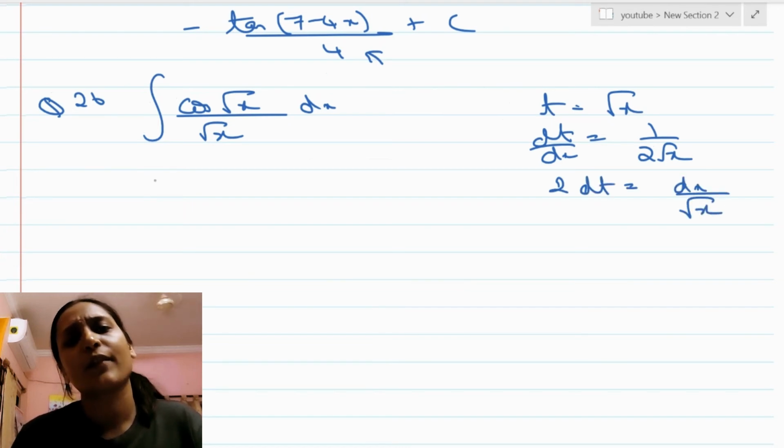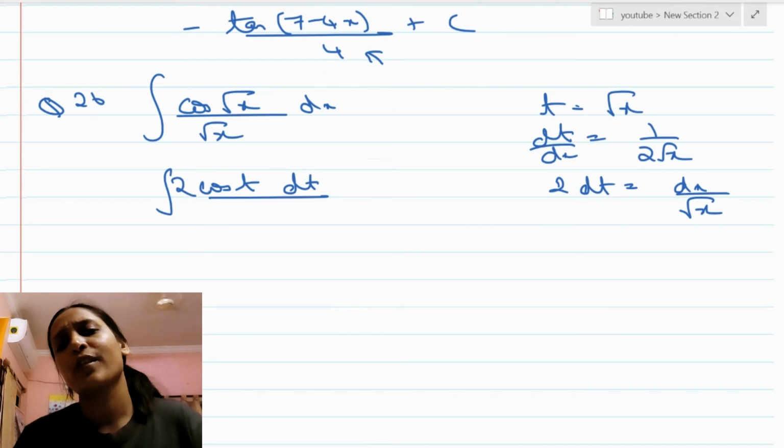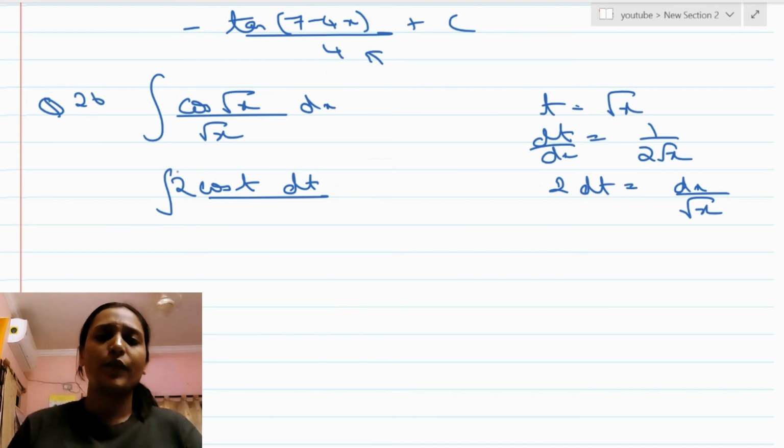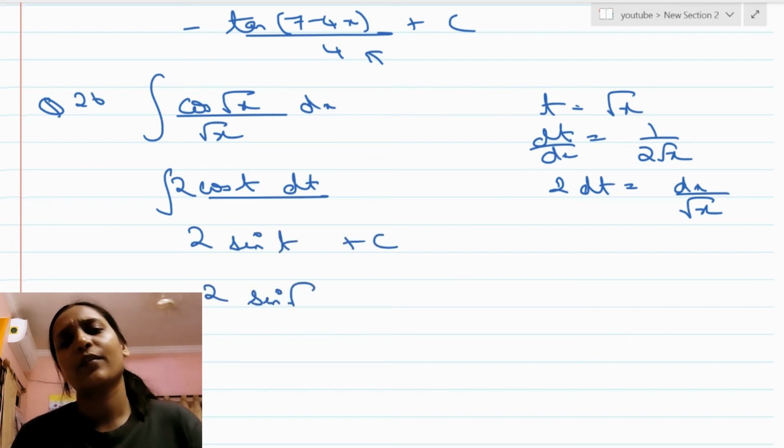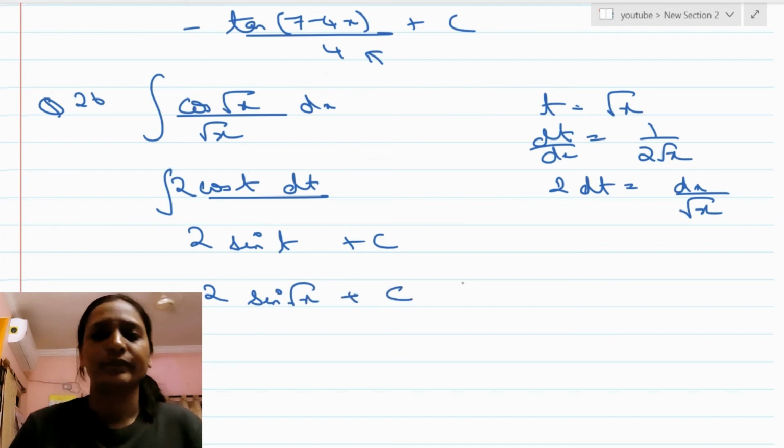After substituting, I will get cos t into 2 dt, so 2 cos t dt, and the integral of cos is nothing but sine. So this would be 2 sine t plus c, and t is nothing but root x. So this will be 2 sine root x plus c.